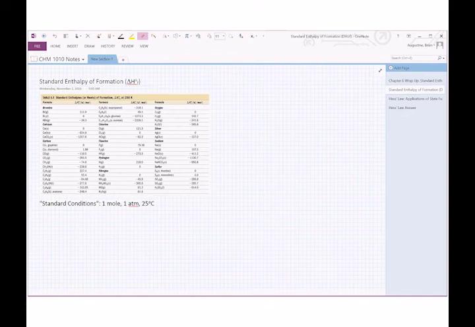Any chemical reaction where you can look up these delta H sub F values, you don't even need to do a calorimetry experiment anymore. Now, a good question you can ask yourself is, why do we even do calorimetry experiments? Well, that's how these numbers came from. Somebody had to do that, and they did a calorimetry experiment to get these delta H values.